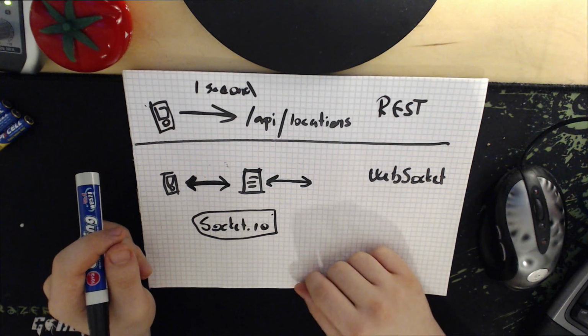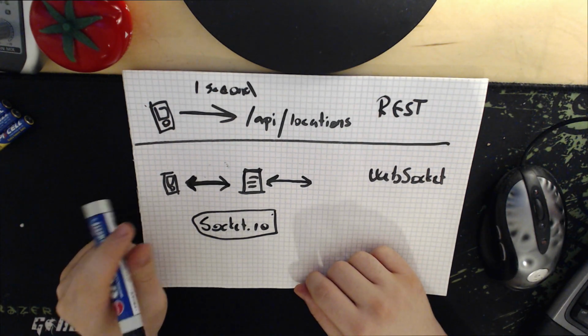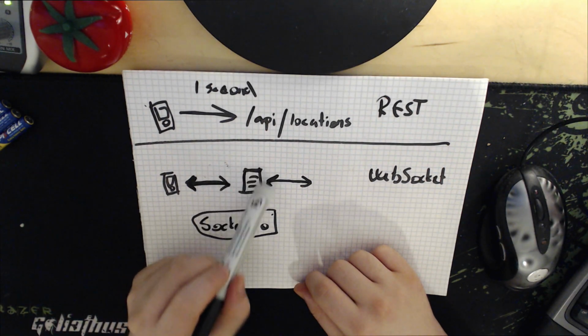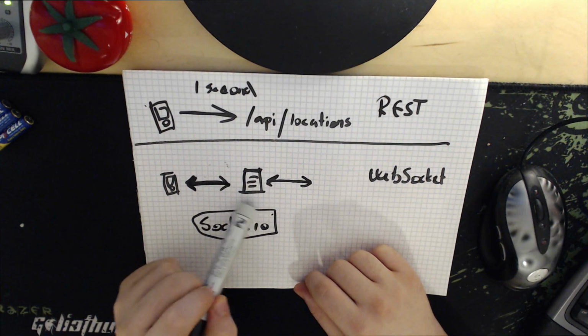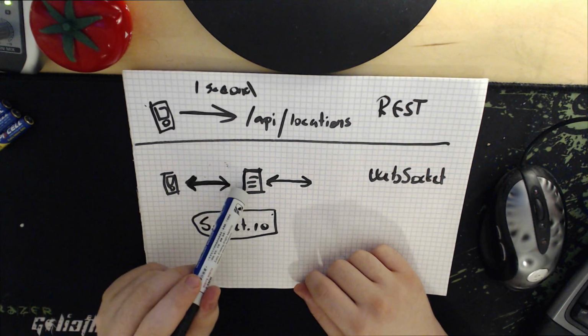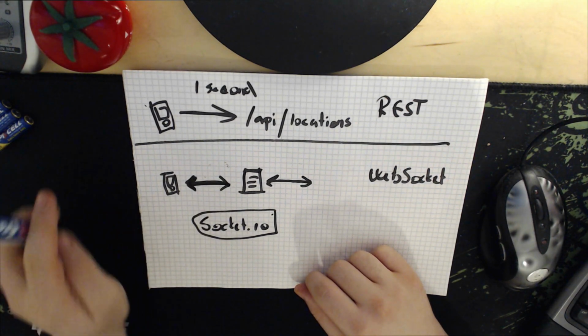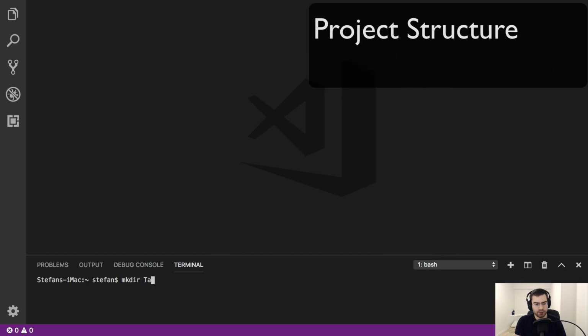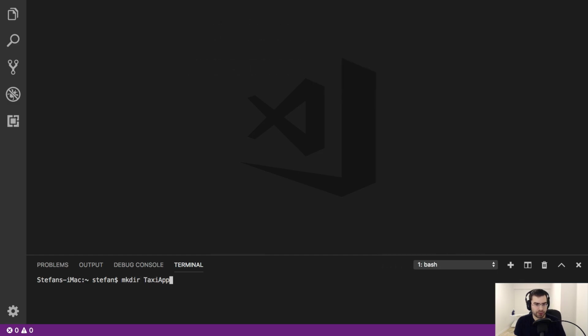Now on to the next section, we're going to start with our project, and then we're going to start implementing both our backend server with the Socket.io and the client which is connecting to our backend in Node.js. Okay, so first thing we're going to do is I'm going to make a folder. I'm going to call it taxi app for now, because we're going to in the end make a taxi app.